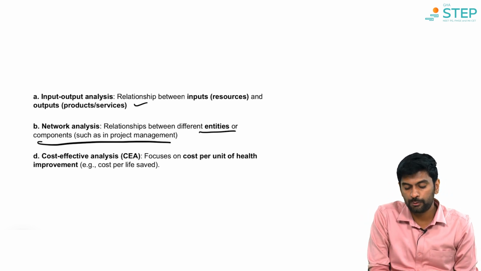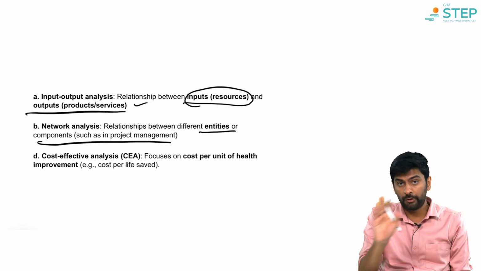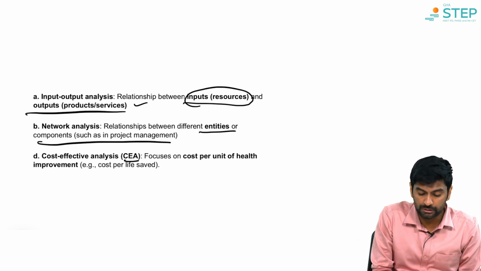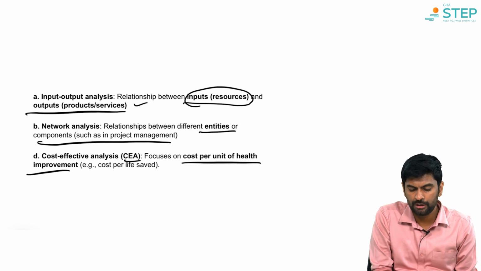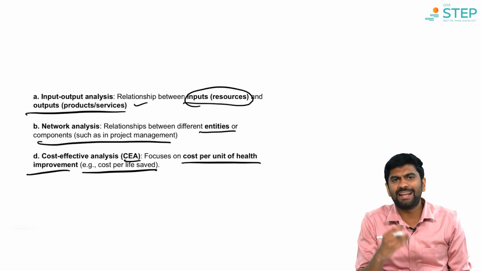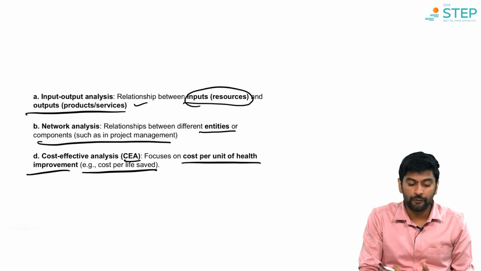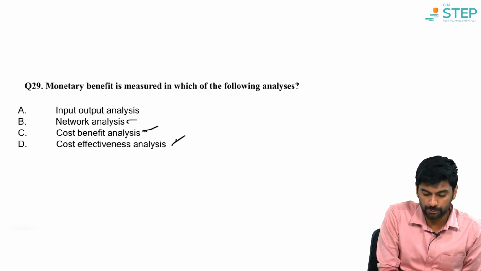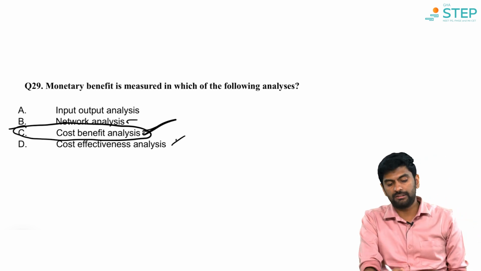Input-output analysis focuses on inputs, the resources, versus the products and services, without monetary aspects, whereas cost-effectiveness analysis focuses on cost per unit of health improvement, cost per life saved, or DALYs. So it is unit-focused, whereas the pure monetary benefit is focused on in cost-benefit analysis. That is the correct option here.